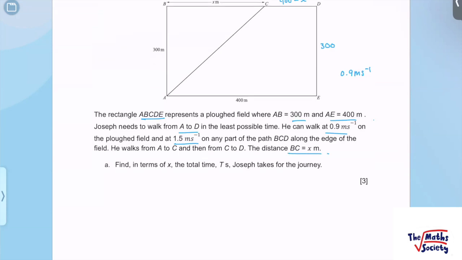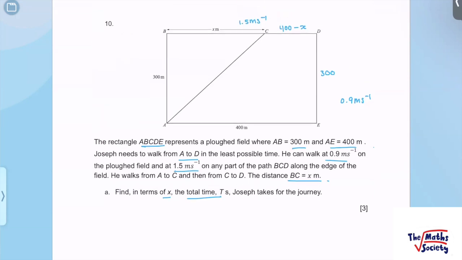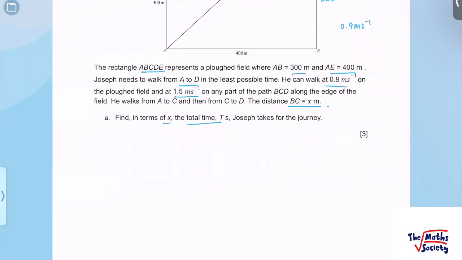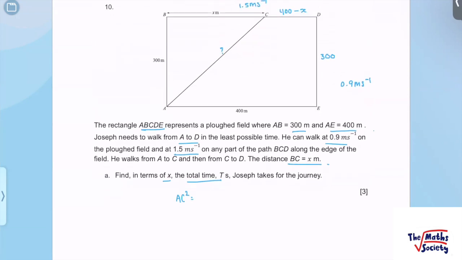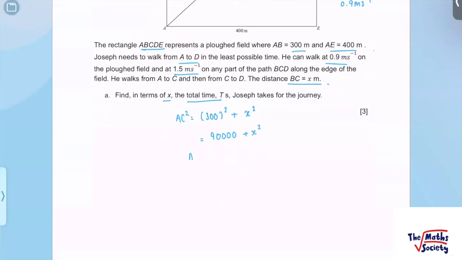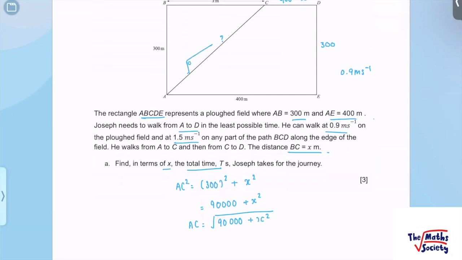So we're going to find, in terms of x, the total time T that Joseph takes for the journey. Firstly, we need to find this first because we know the distance where he can walk. So AC squared equals 300 squared plus x squared, isn't it? 90,000, 4 zeros, yes, plus x squared. Then you want AC, which is going to be the root of 90,000 plus x squared.